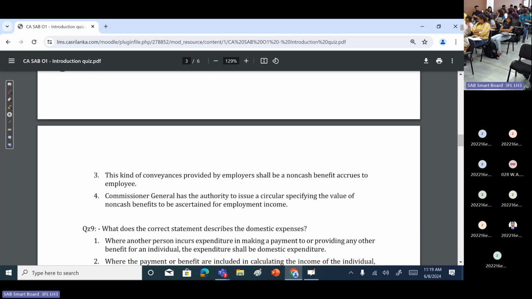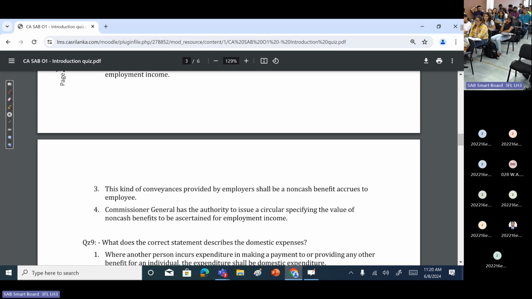The other thing is, this is non-cash because there is no cash payment. It's only a facility provided by the employer. So it shall be part of non-cash benefit. There is a circular issued by the Commissioner General on how to work it out. Therefore, we need to work out the non-cash benefit and consider it as employment income. The Commissioner General has the authority to issue circulars from time to time. Last year, they issued two circulars on how to determine or specify the ways to work out the benefit. Right? So that is the incorrect statement.